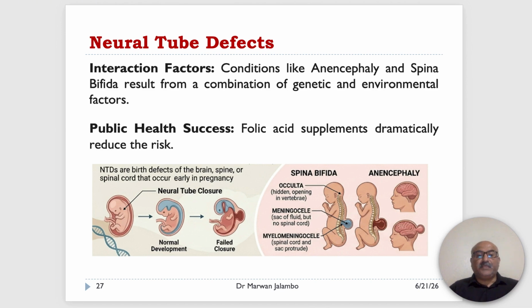Neural tube defects. Not all birth defects are purely genetic or purely environmental. Often they are an interaction of both. Neural tube defects, such as anencephaly, where the brain fails to develop, and spina bifida, where the spinal cord remains exposed, are caused by genetic predisposition interacting with maternal nutritional deficit.